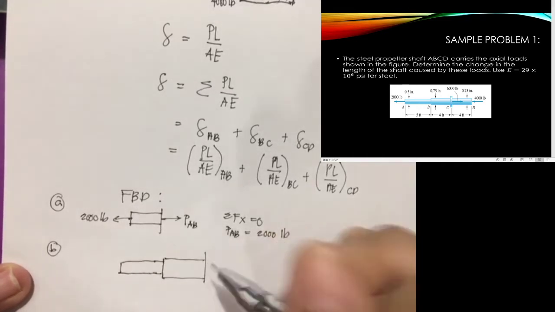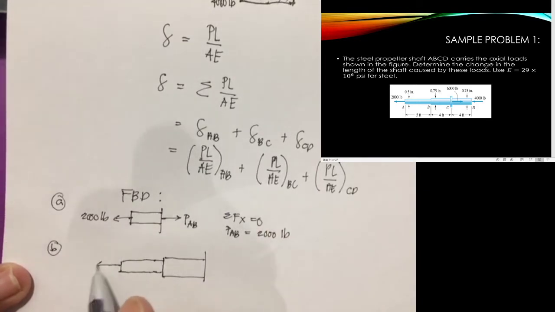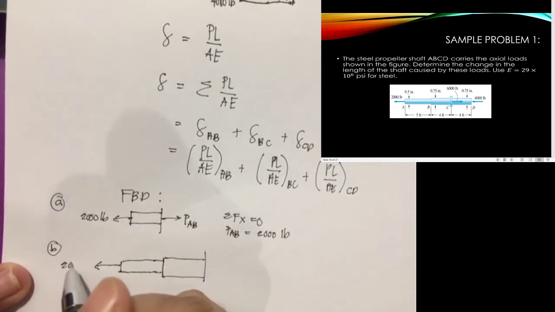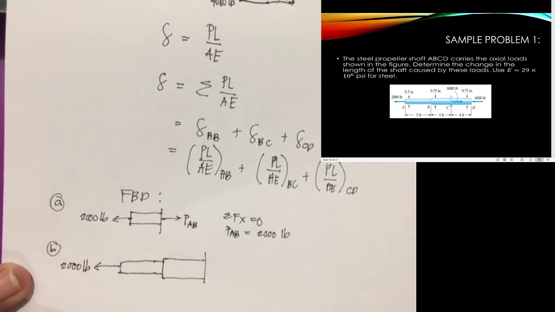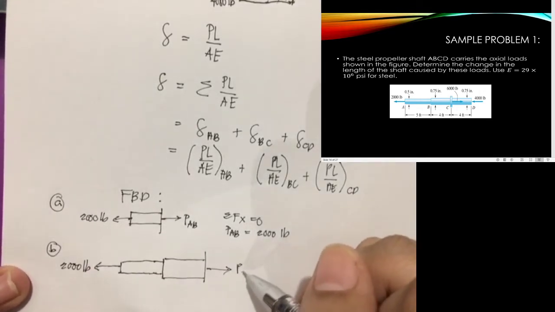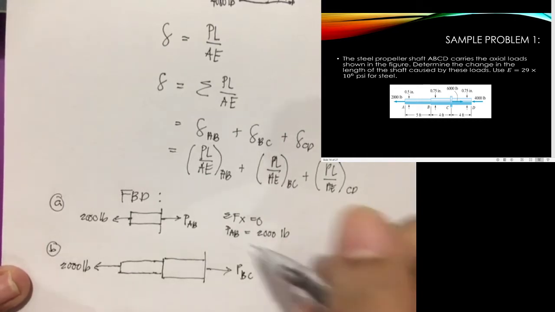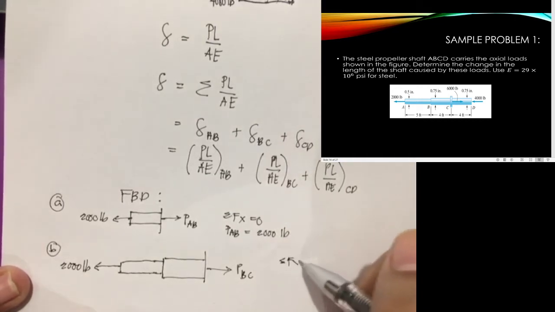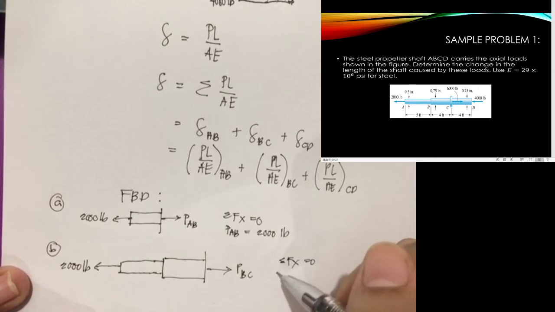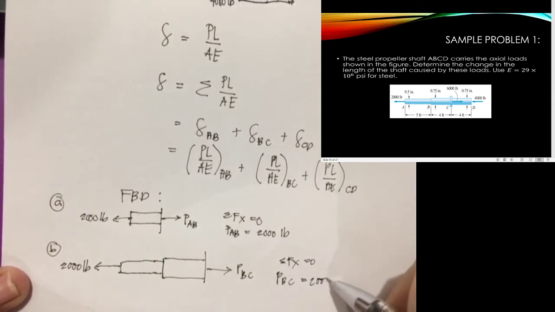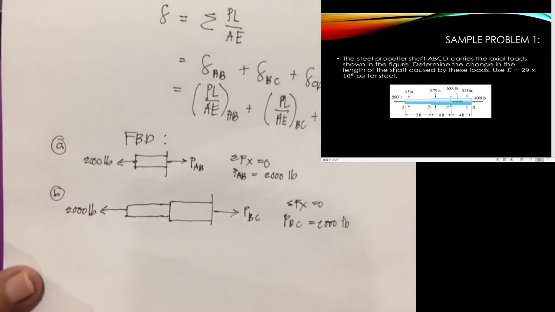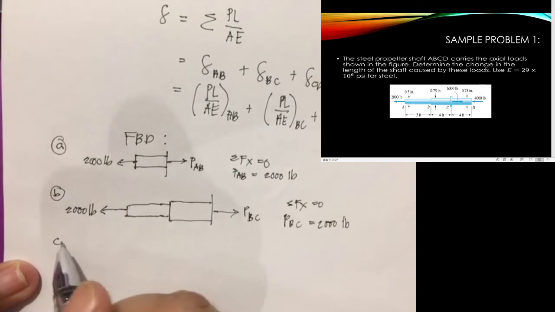Still, the force applied in this section is 2,000 pounds. So therefore, your force here at BC will also be the same. Summation of forces in X is equal to 0. So therefore, your force at BC is equal to 2,000 pounds. Okay? The next, cutting plane C.